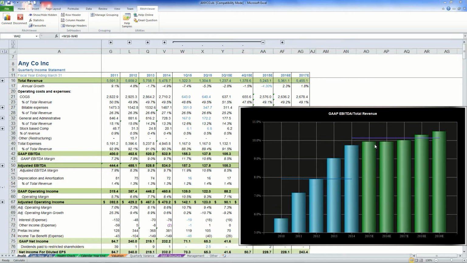Now, as well as showing the margin, this chart is showing two extra lines being average historic and average forecast margins. In the case of this model, you can see there's been historic growth in EBITDA margin, but now the analyst has shifted their forecast years to an average margin of 10.1%.